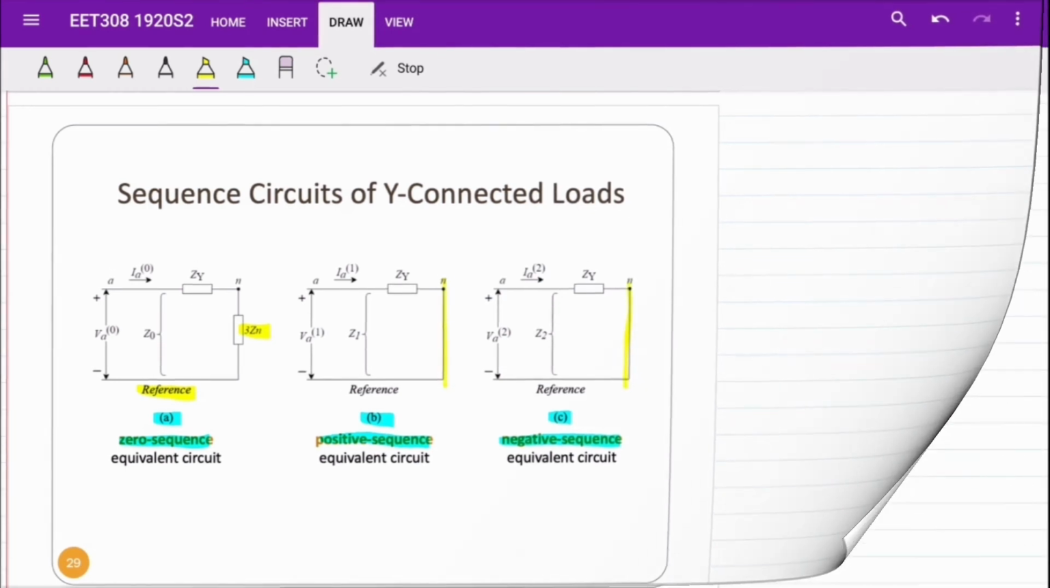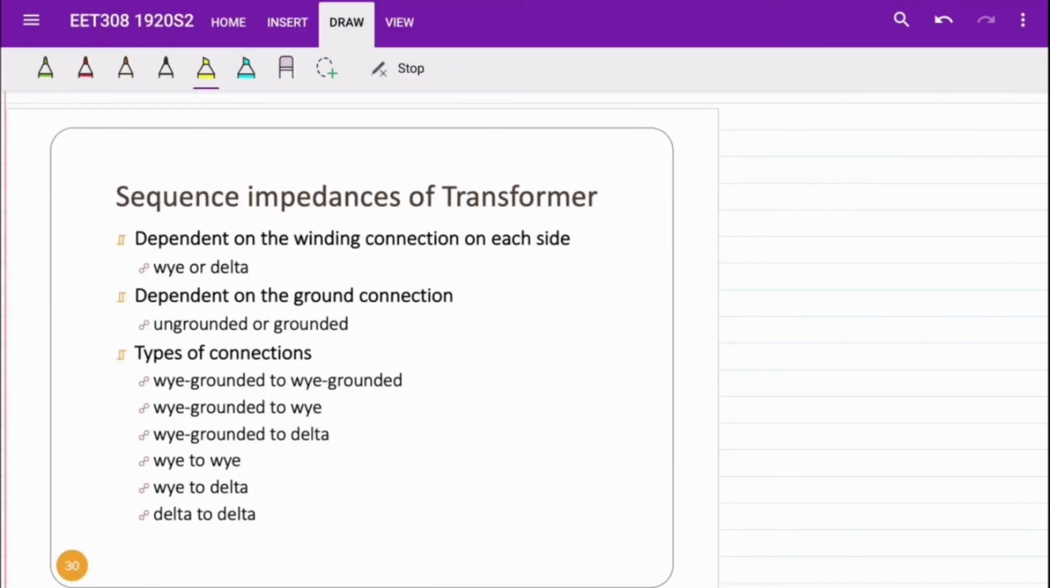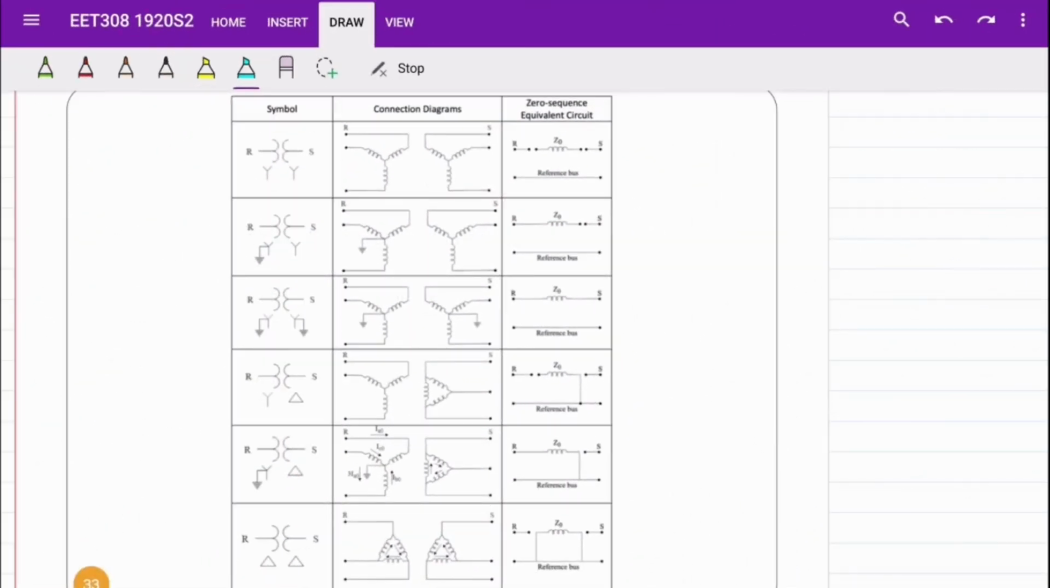Now we proceed with sequence impedances of transformer. For transformer, the single-phase model depends on the winding and ground connection on each side. But please be reminded that the winding connection of transformer is only considered in zero sequence equivalent circuit. In positive sequence and negative sequence network, the winding connection will be neglected. Figure shows a zero sequence equivalent networks of three-phase two winding transformer banks.